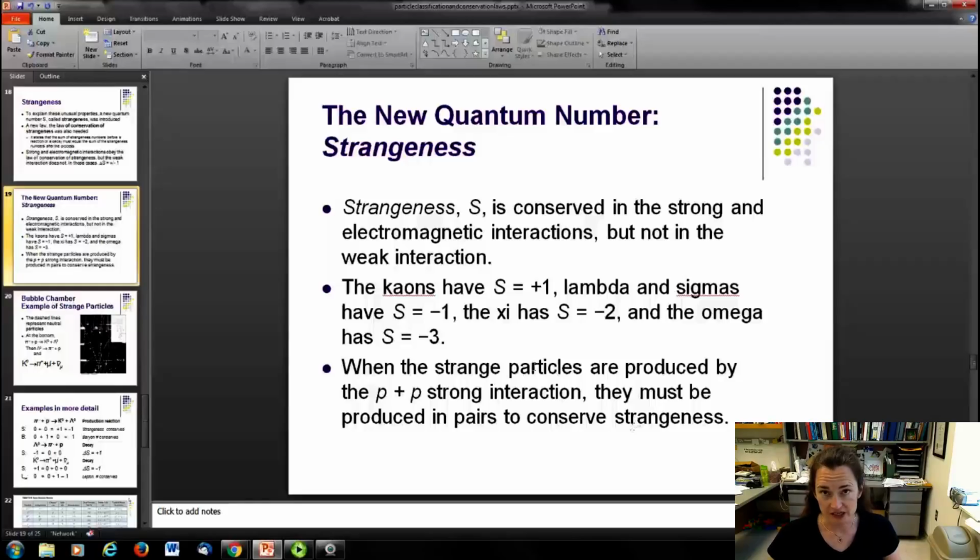Looking at some of the particles we've talked about, the kaons, the K particles, have a strangeness of plus 1. Your lambdas and your sigmas have a strangeness of minus 1. Your xi has a strangeness of minus 2. And your omega is super strange, with a strangeness of minus 3. When strange particles are produced by a strong interaction, often by slamming 2 protons together, they have to be produced in pairs, because otherwise strangeness isn't conserved.